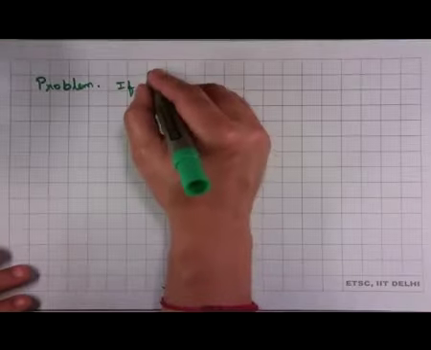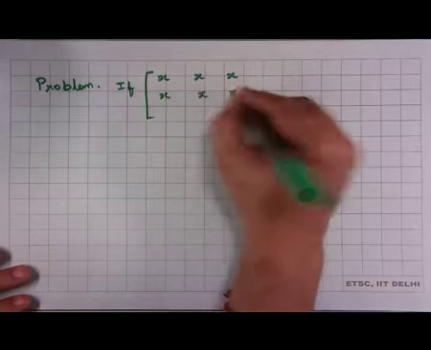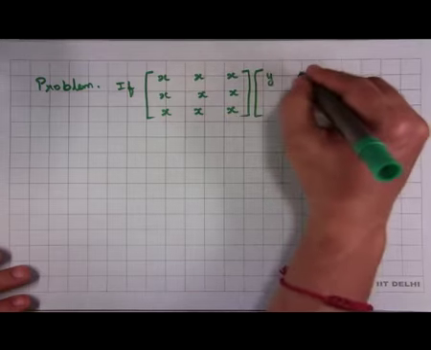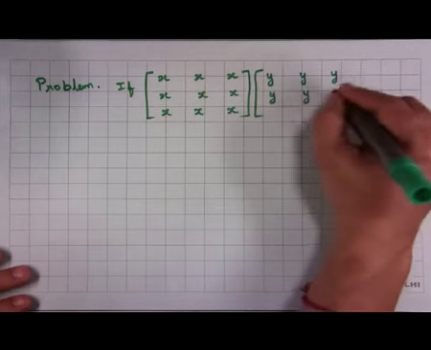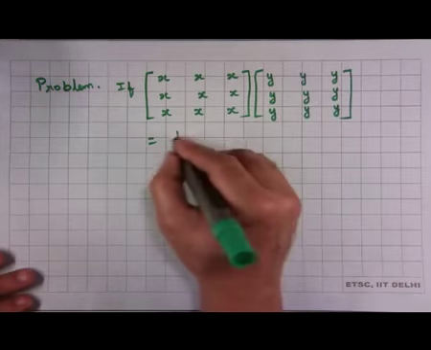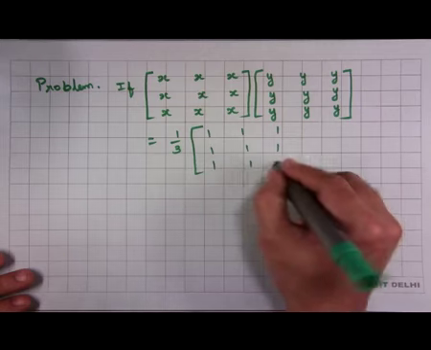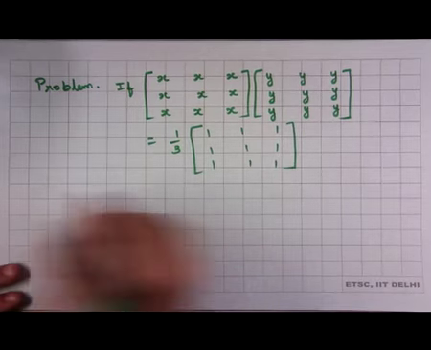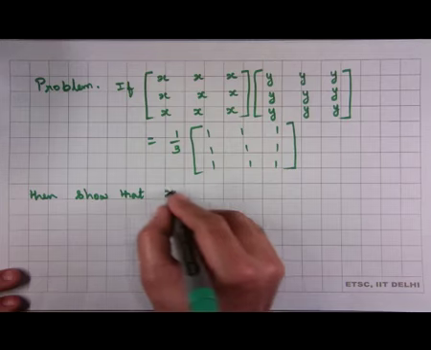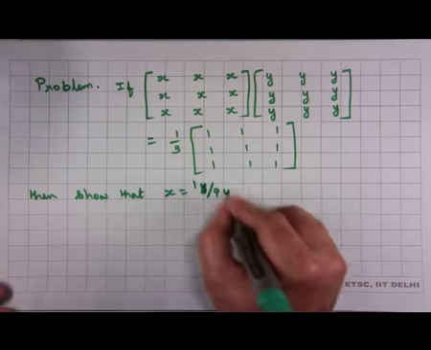If x times y, if this is equal to 1 by 3 times 1, 1, 1, 1, then show that x is equal to 1 by 9y.